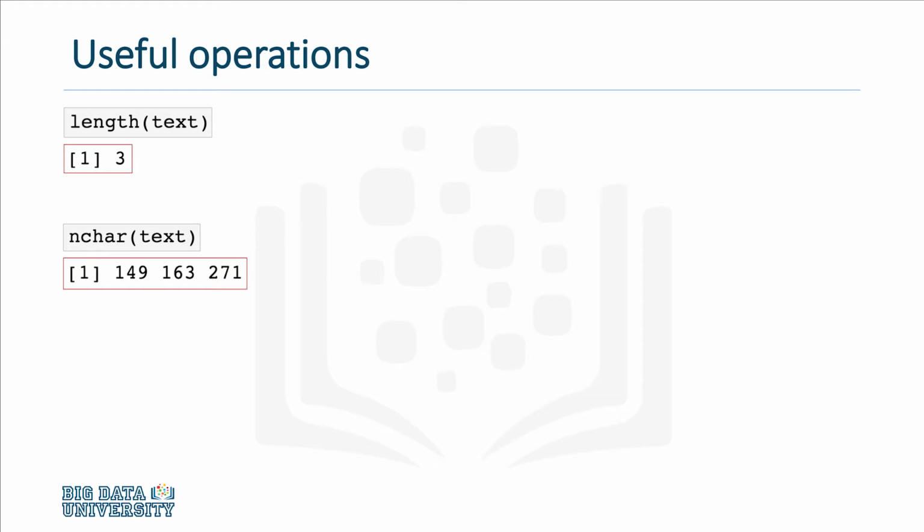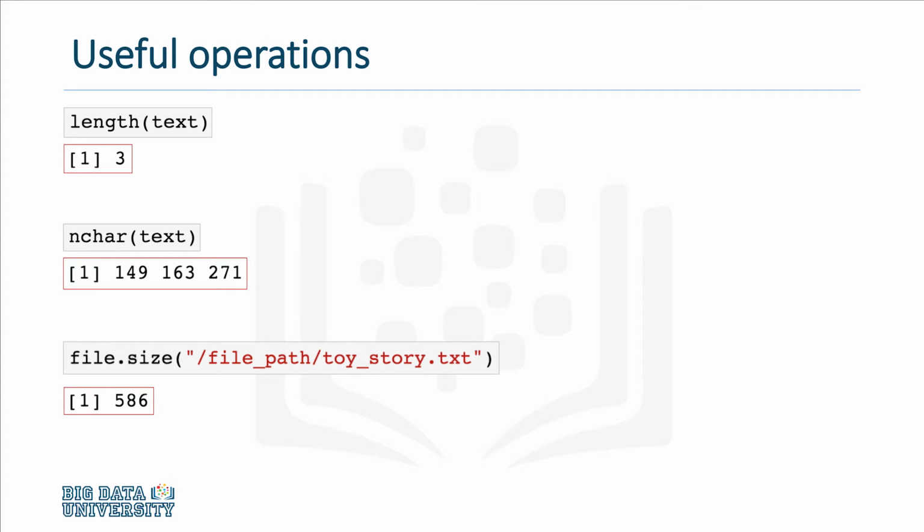If you'd like to know the size of your file, you can pass the file path to the file.size function. The output here is listed in bytes, which tells us that our example file has a size of 586 bytes.